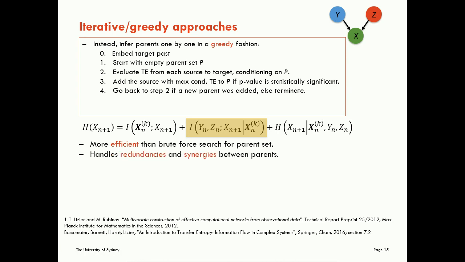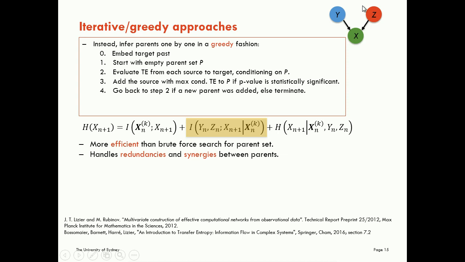It also handles redundancies and synergies between the parents for us. By gradually conditioning on the parents that we've already selected, we make sure that we don't select sources that only have redundancies with those ones. And we can also pick up synergies between our new candidates and the sources that we've already selected as parents. So that's very good. It addresses those big concerns we had about using the pairwise transfer entropy alone. There is still some potential for things to be missed.